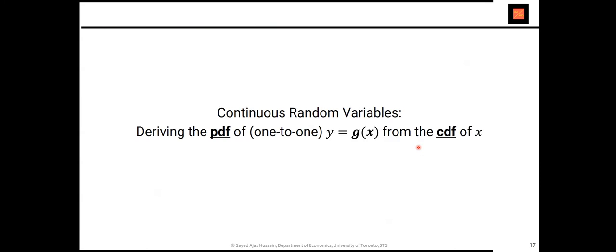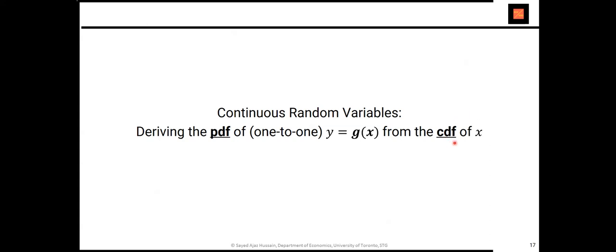Now comes something slightly more tricky. Two seconds ago, what did you do? You took the CDF of x and found the PDF of x. Or you took the CDF of many x's and found the PDF of many x's. Now what you have is something a little more tricky.